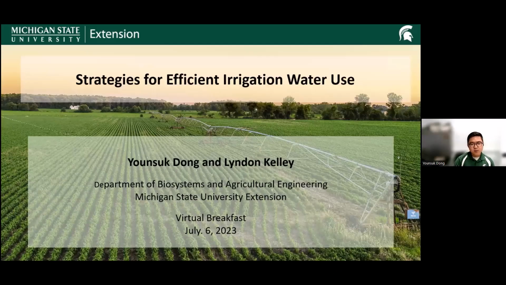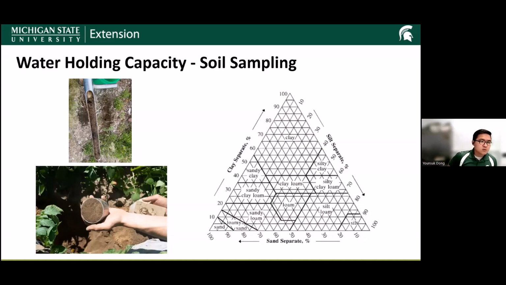Well, good morning, everyone. Today, I'm going to talk about some of the strategies for efficient irrigation water use. The first, we need to know how much soil water holding capacity we have in the field. In order to do that, the most direct method is taking a soil sample and sending it to the lab. Once you send it to the lab, it can provide the percentage of sand, silt, and clay. And using the information with this soil classification chart, we can determine which soil type we have.